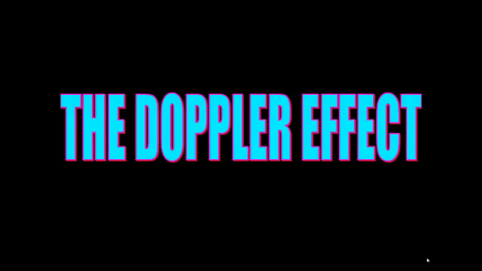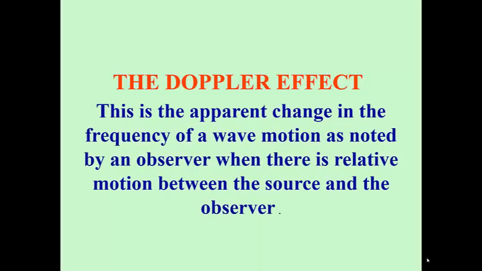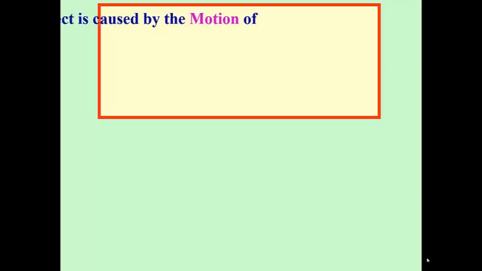The Doppler effect. The Doppler effect is the apparent change in the frequency of a wave motion as noted by an observer when there's relative motion between the source and the observer. What does this really mean? It's just saying that you're going to hear a difference in frequency whether you're moving or whether the source is moving when you hear a sound.